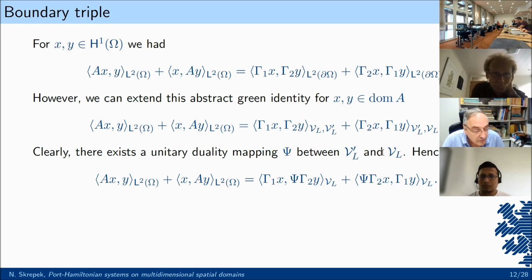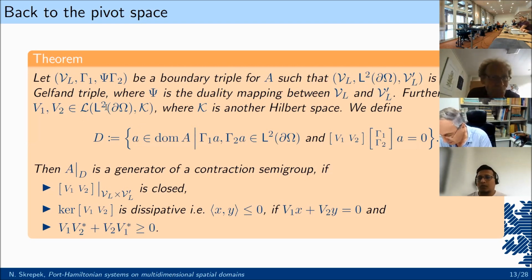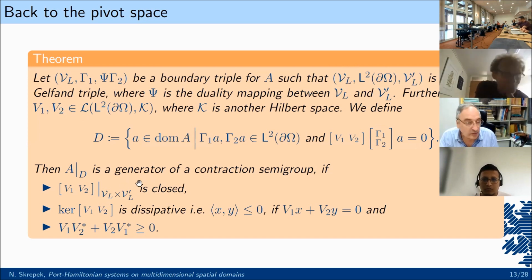And this is that we have to formulate the boundary condition in these strange spaces, or at least artificially constructed spaces. And to come back to the pivot space L2 on the boundary, we have the following theorem. The theorem says, if we have a boundary triple that comes more or less from a quasi Gelfand triple, then we can formulate our boundary conditions within our pivot space. Okay, and in our concrete situation, our pivot space is L2 on the boundary, and our quasi Gelfand triple is VL and VL prime.